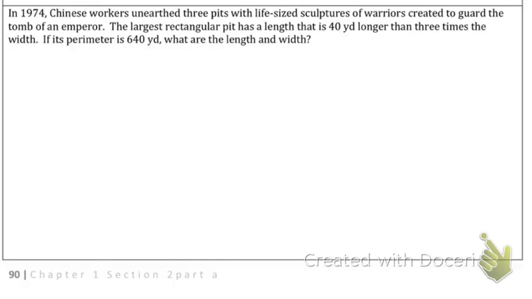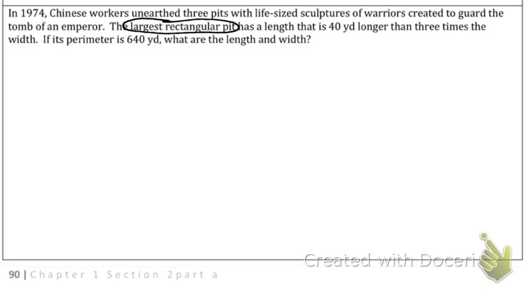All right, the next one is more of a fan service type problem. It's the one that most people can do after we do it. It's usually a pretty good one to put on a test so that at least people get a word problem correct. So it says in 1974, Chinese workers unearthed 3 pits with life-size sculptures of warriors created to guard the tomb of the emperor. The largest rectangular pit has a length that is 40 yards longer than 3 times the width. Its perimeter is 640 yards. So I really don't care that there were 3 pits. The only thing we're focusing on is that largest rectangular pit.